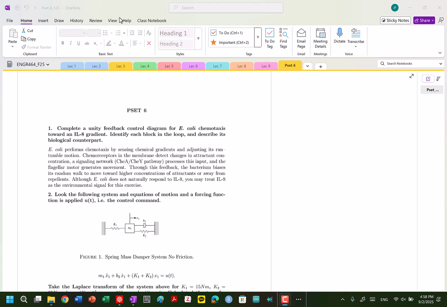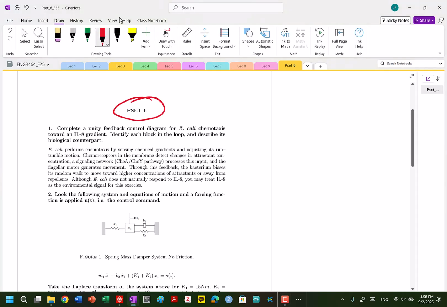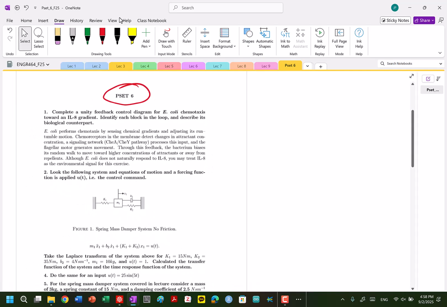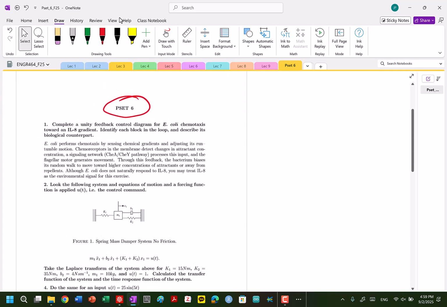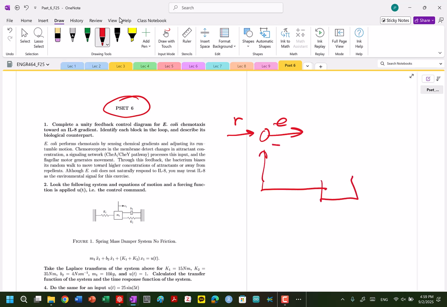Alright everyone, we are back and we are going to do our problem set 6 solution video. So we're going to complete a unity feedback control for this biological chemotaxis process. I really like this as an example in our system. Let's first sketch this out, and it goes to our error, and then we have a minus here, it goes in, let's say this is the sensor, and this is our Y.